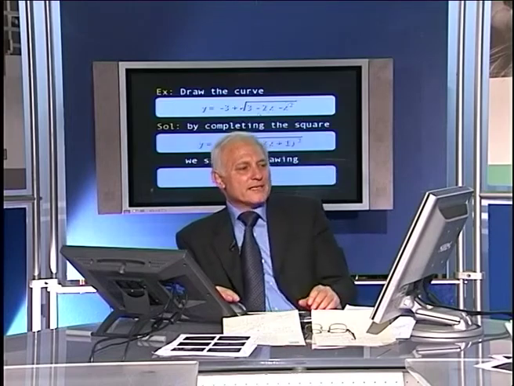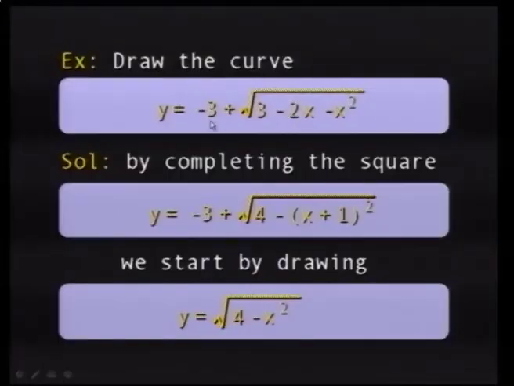For example, you want to draw the curve y is equal to minus 3 plus the square root of 3 minus 2x minus x squared. Now, this looks a little bit complicated, but it is not, as a matter of fact. How? First of all, when you see a polynomial under the square root, you wish to do something called completing the square. What's the meaning of completing the square?